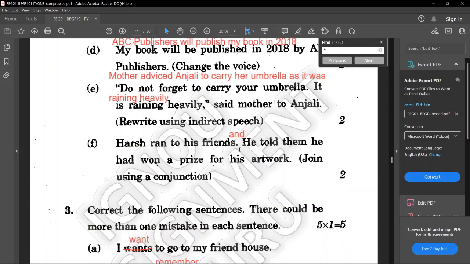Next, Harsh ran to his friends. He told them he had won a prize for his hard work. Join using conjunction. We are removing the full stop here. Harsh ran to his friends and told them he had won a prize for his hard work.